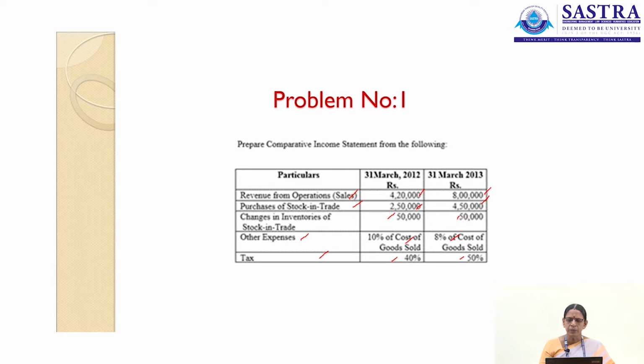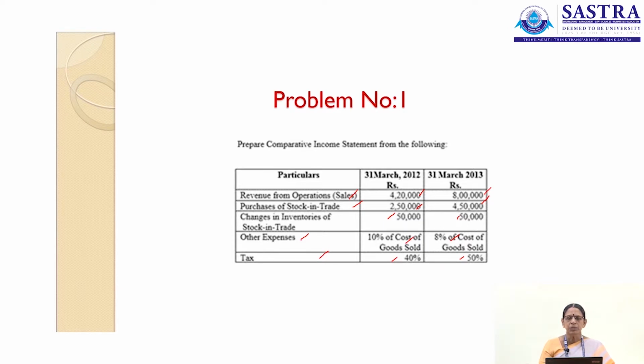Here it is 4,20,000, this is 8 lakhs. So, compare it, we will get the difference of 3,80,000. So, this will be the difference between these 2 years. So, this is the increase over the sales from 2012. Now, the percentage to be calculated as increase or decrease divided by the previous year into 100. That will be the percentage of increase or decrease. Same way we have to calculate for purchases of stock in trade, then changes in the inventories, other expenses and the taxation.